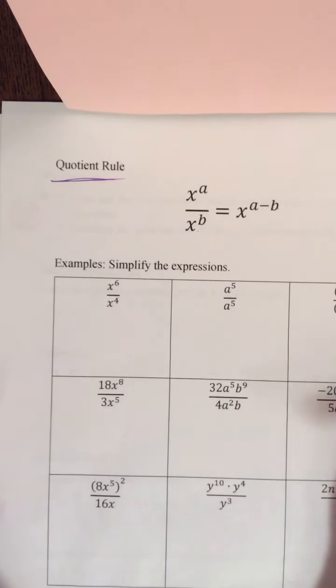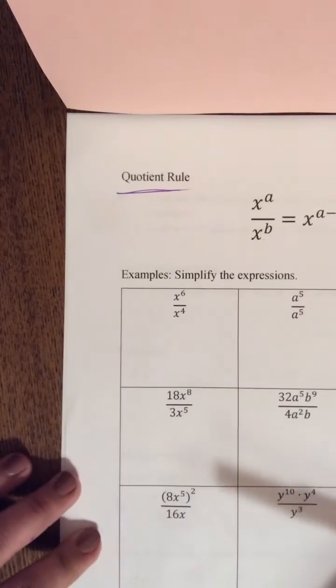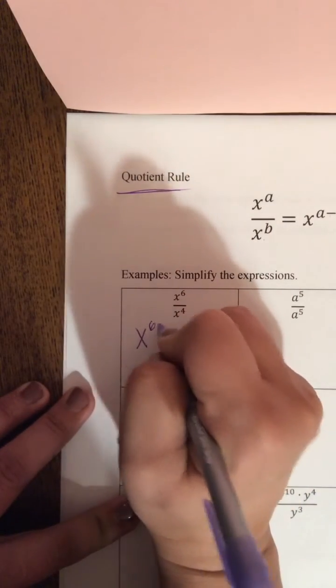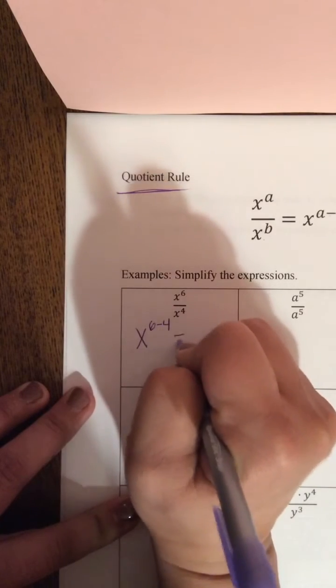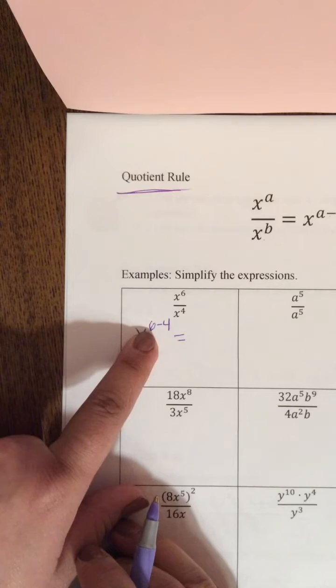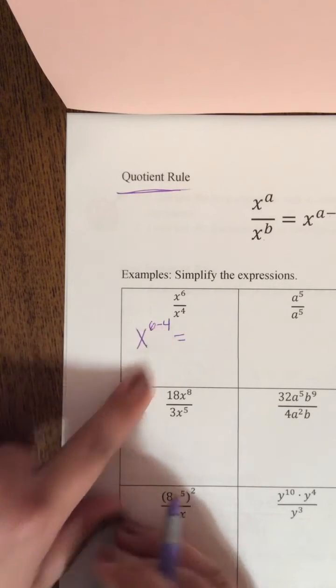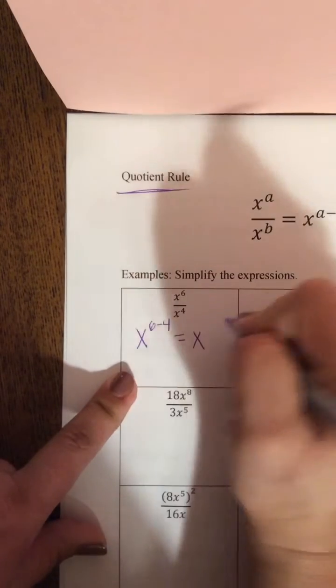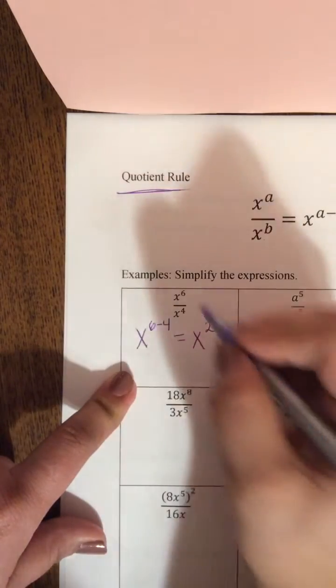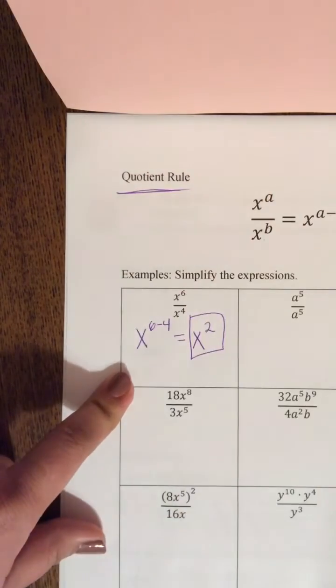So we have x to the 6th power divided by x to the 4th. We're going to use the quotient rule. We're not going to expand it because now we know the rule. I'm going to show my work so that you can see how it works. So we have 6 take away 4. It's the top exponent take away the bottom exponent. So this is x to the 2nd power. 6 take away 4 is 2. That's your answer.